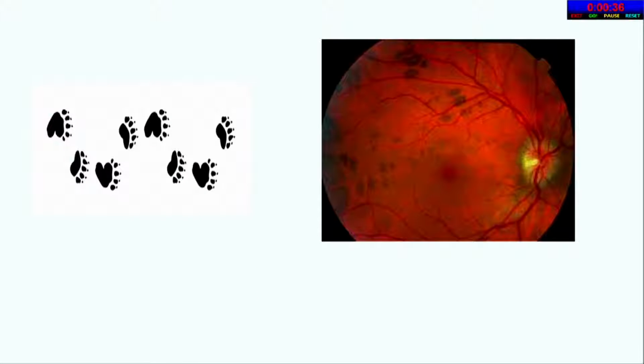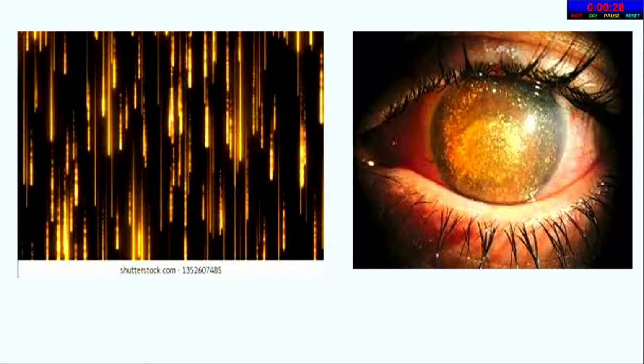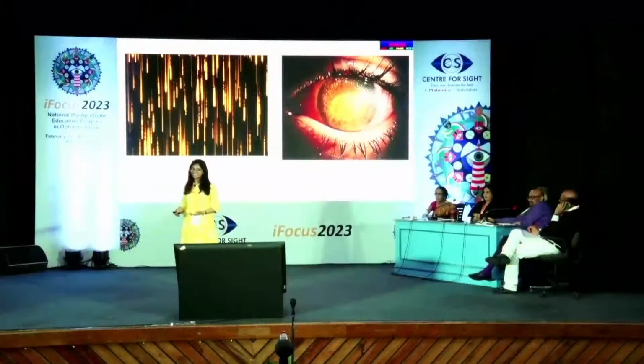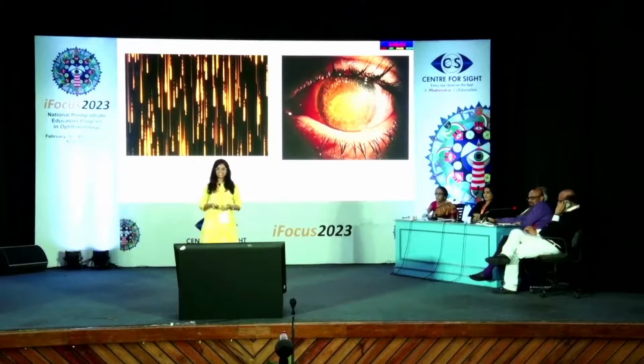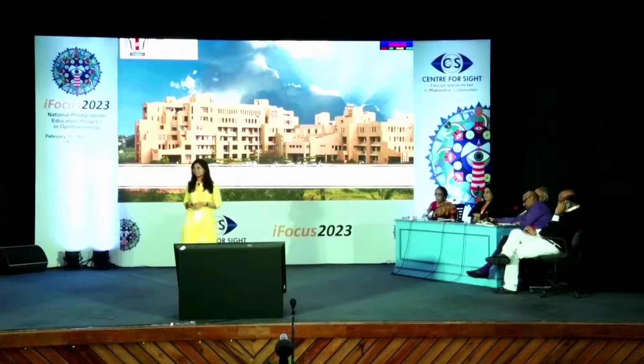I'm a proud teacher now. And finally, the bear walks in the paw, and what do you see there? In which condition? Yes, great. That's congenital hypertrophy of retinal pigment epithelium. And finally, the golden rain comes down, suggesting synchysis scintillans. Thank you so much for being wonderful students and giving me the opportunity to be a nice teacher.